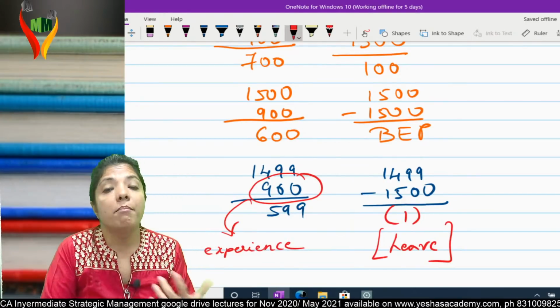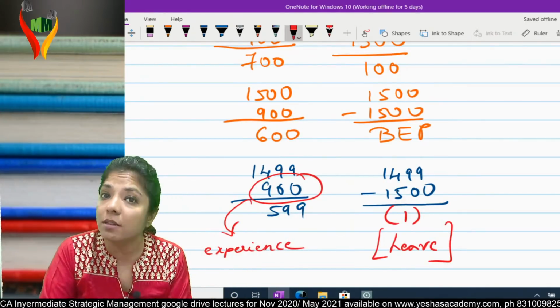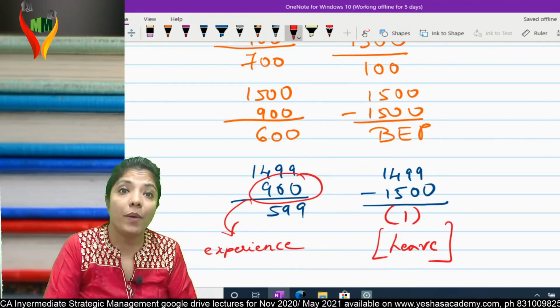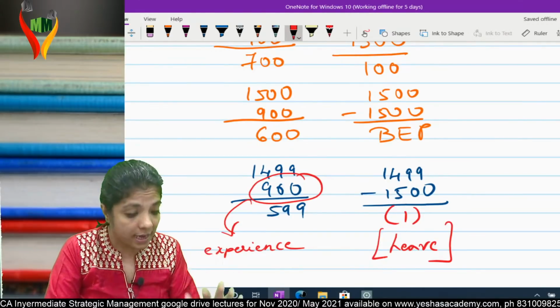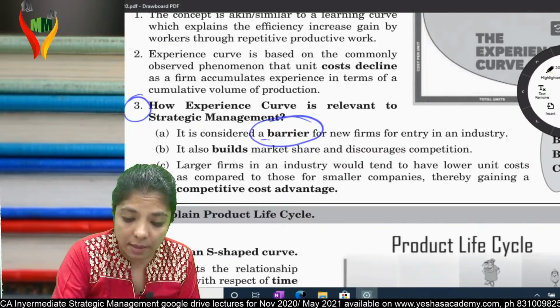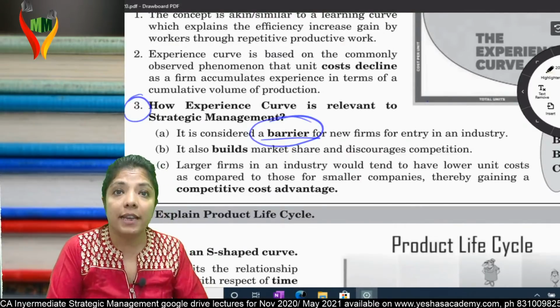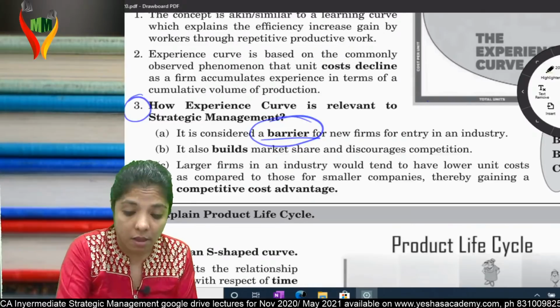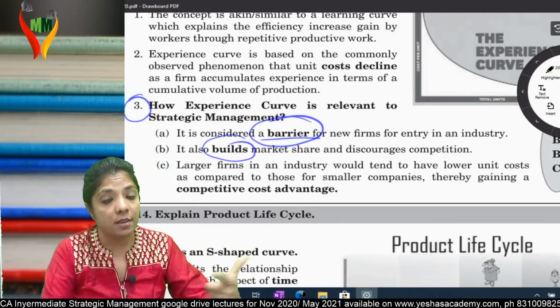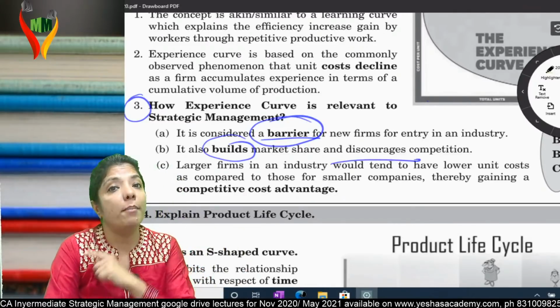Am I clear? Because of my experience, my cost is less. Am I very clear? Any problem till here? Can I go ahead? That means it is a barrier for new entrants. Secondly, when new entrants won't enter, my share will increase and it will discourage competition.